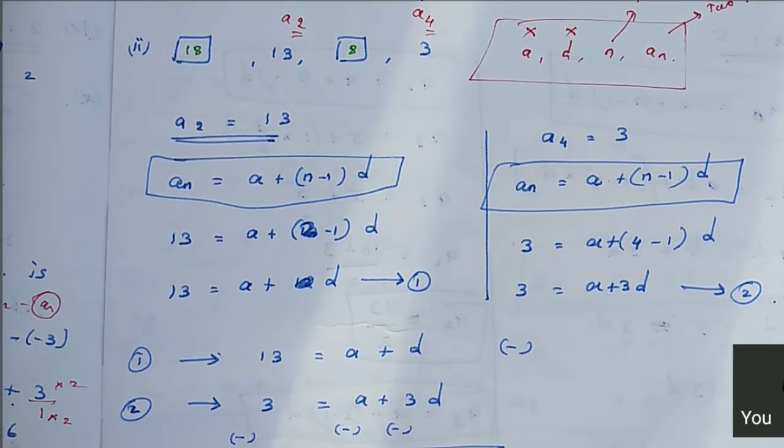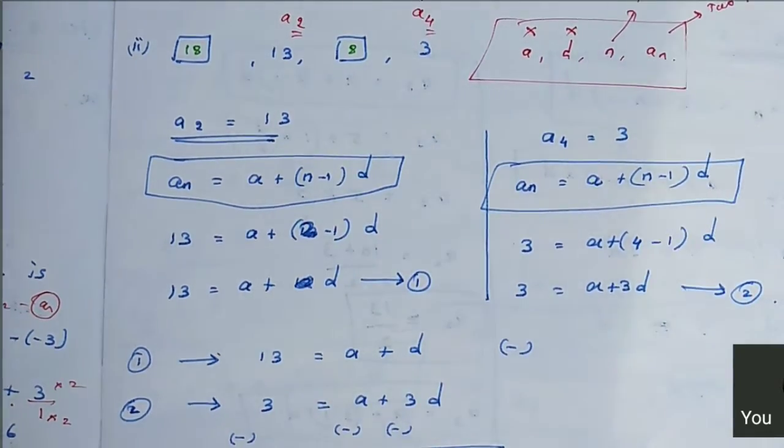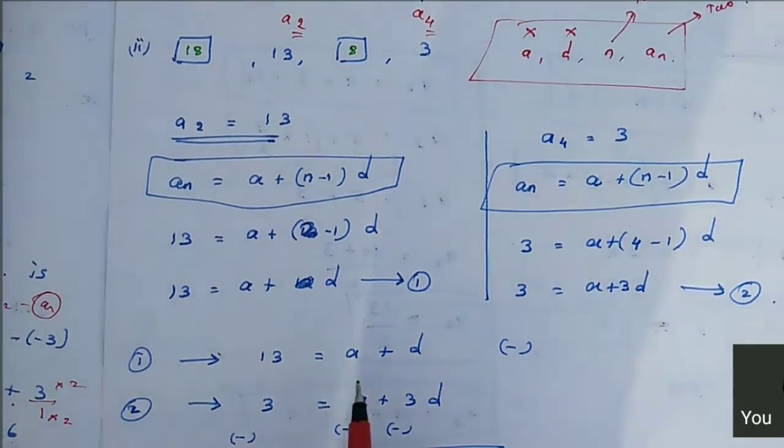Now I got 2 equations. Now I want to know the values of the 2 variables. How will you find them? Now it is in the form of a linear equation or not? Very good. So now it is in the form of linear equations. Here, instead of x and y, they gave A and D. That's all, right?